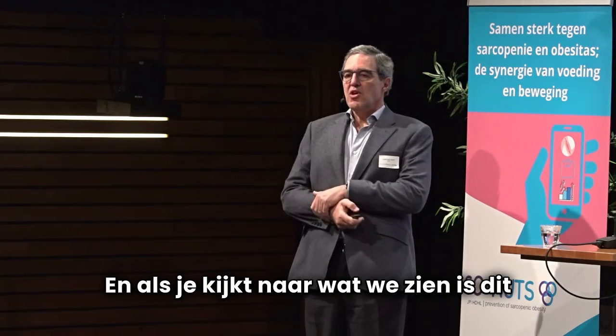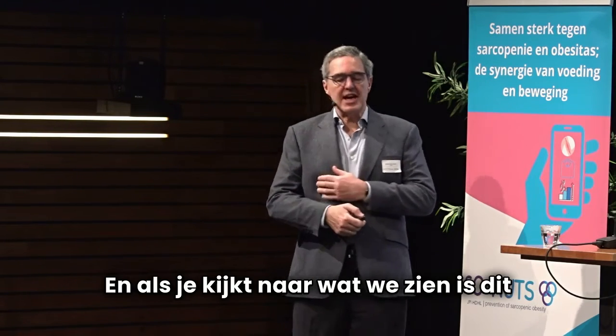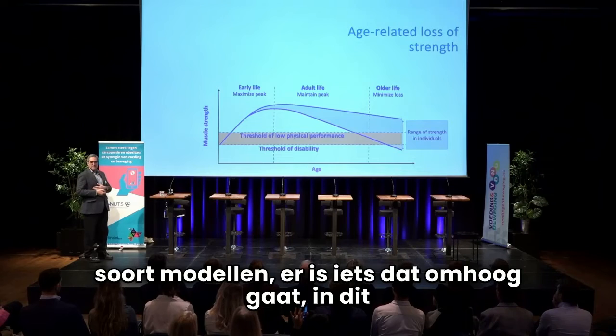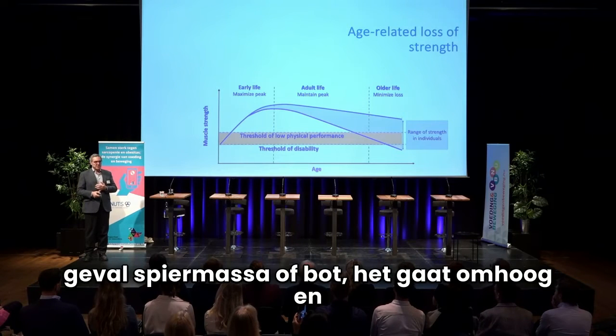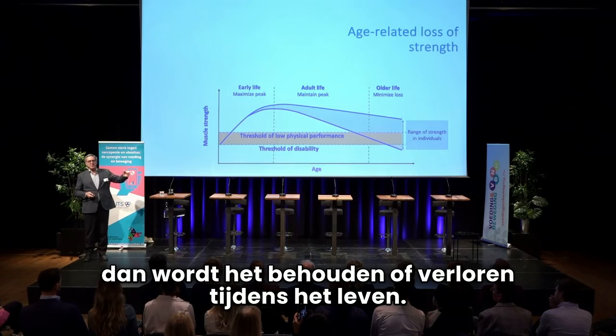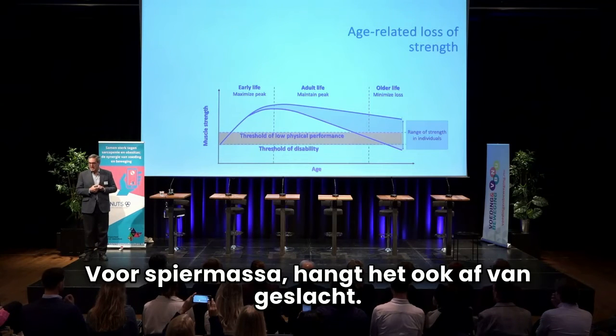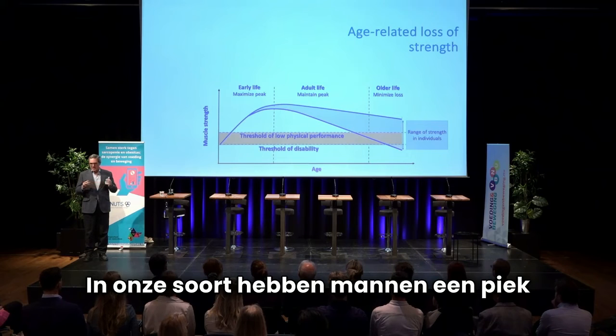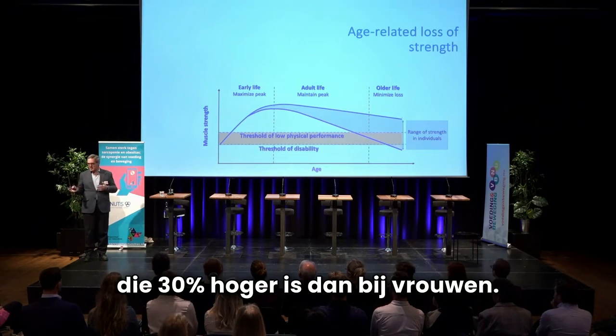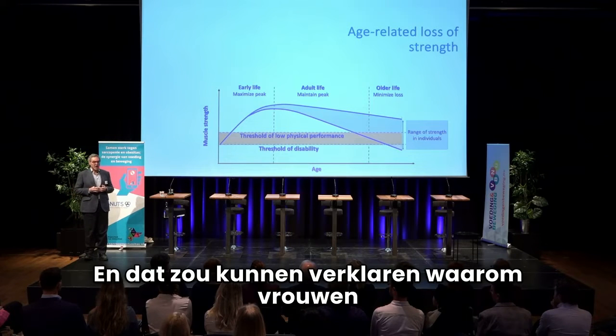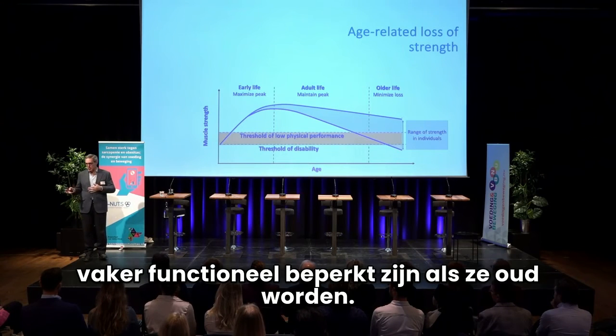And what we're seeing is this kind of models. There's something that goes up, in this case, muscle mass or bone. It goes up, and then it's maintained or lost along life. It depends on the peak you reach, which for muscle mass, depends also on gender. Because in our species, males have a peak which is somehow 30% higher than females, and that might explain why females are more disabled when they grow old.